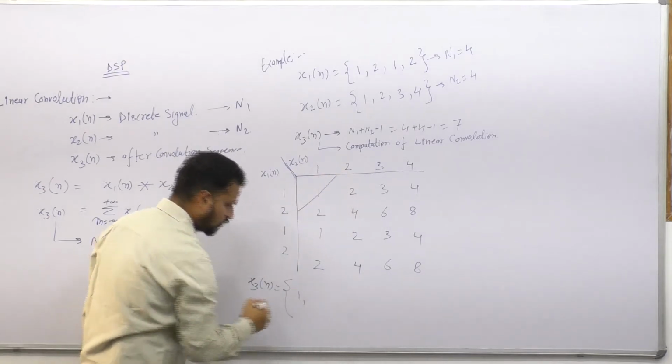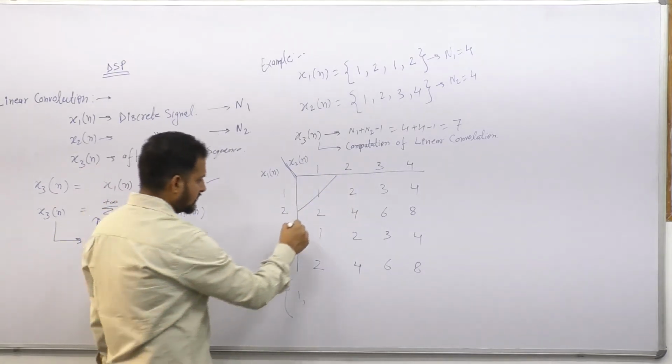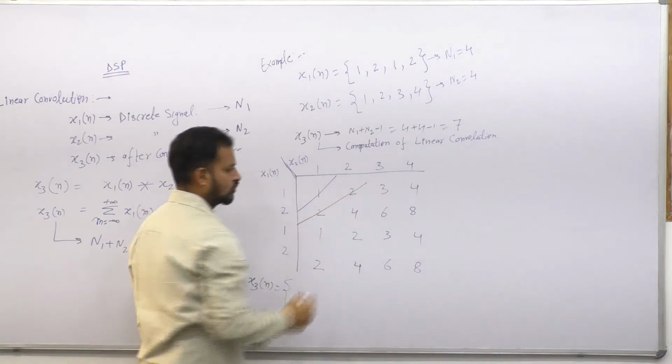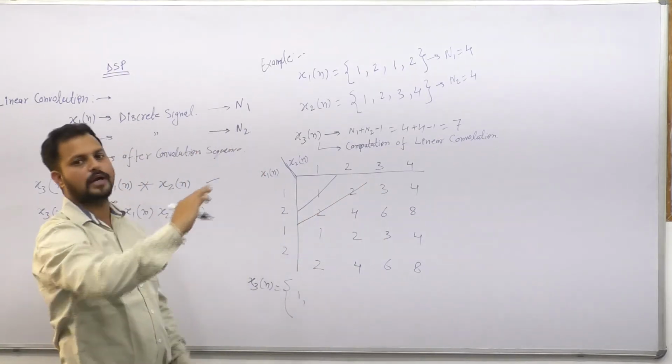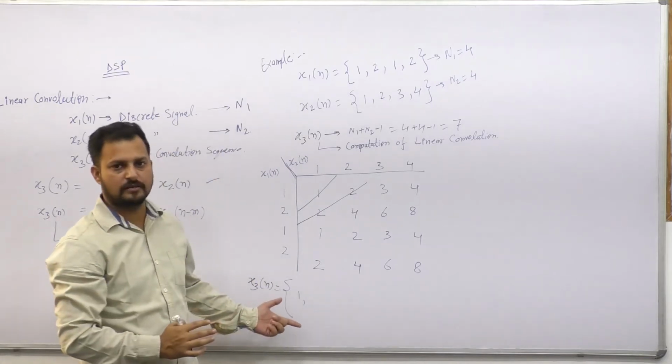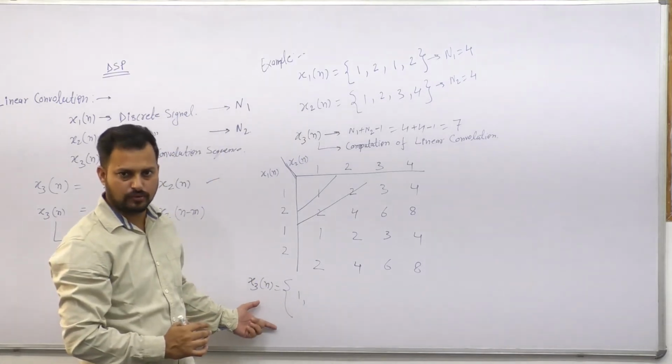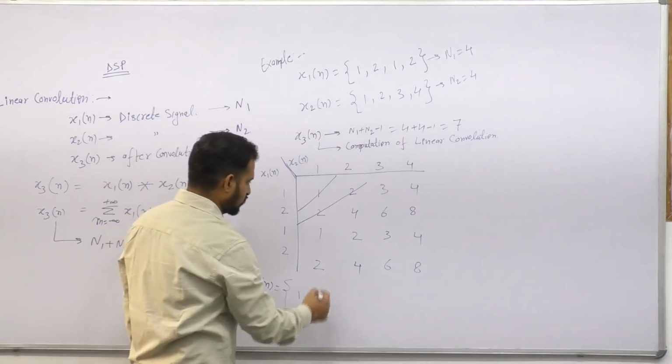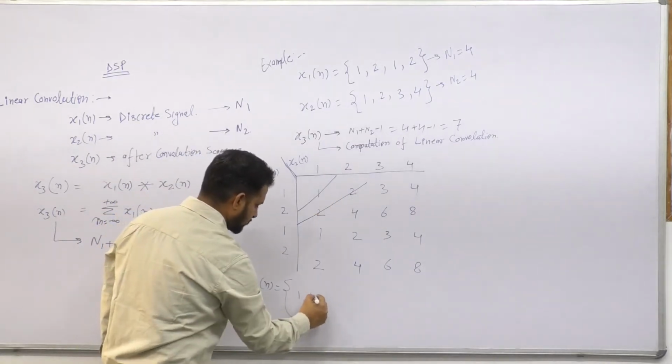So first point is 1. Next point is 2 plus 2. So diagonally we will combine all these points and then we add, and then we are going to represent in the final representation for the linear convolution output. So it is the computation only. So 2 plus 2, 4.